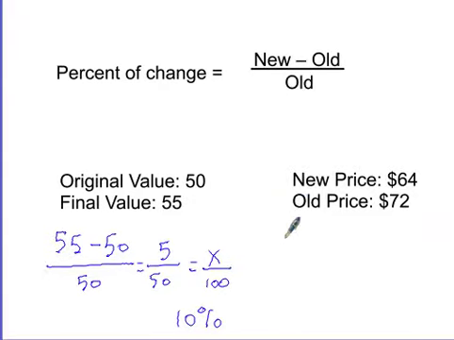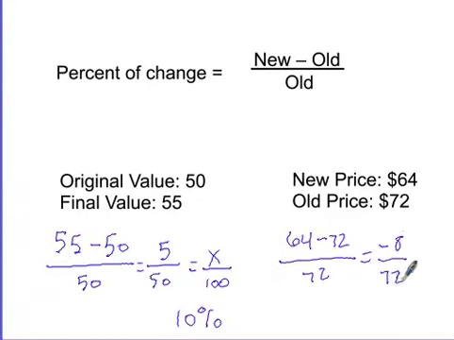Next example here: the new price is 64 minus the old price, 72, over the old price, 72. 64 minus 72 is negative 8 over 72, and then we set it up as a percent proportion equals x over 100. 100 times negative 8 divided by 72 equals, say it, negative what? 11.1. Negative 11.1%. We're going to round everything to the nearest tenth usually.